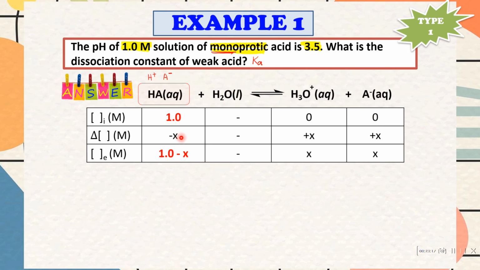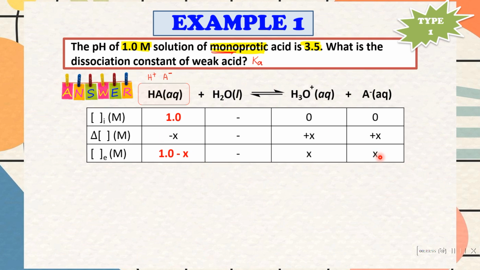For the changes, the weak acid will decrease, negative X; H3O plus increases and A minus also increases. The weak acid is not 100% dissociated, which is why the equation uses a reversible arrow. The concentration at equilibrium is not equal to 0, because it is not 100% dissociated. So at equilibrium, the concentration of weak acid is 1 minus X, and the concentration of H3O plus and A minus is X.